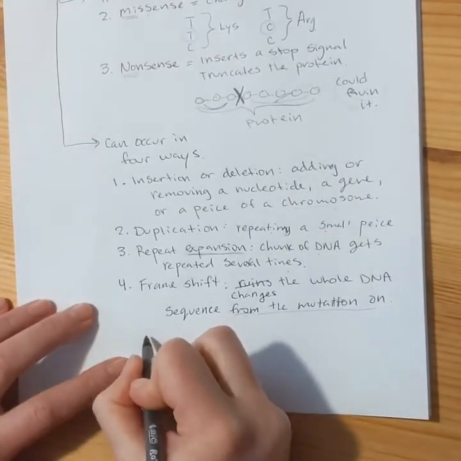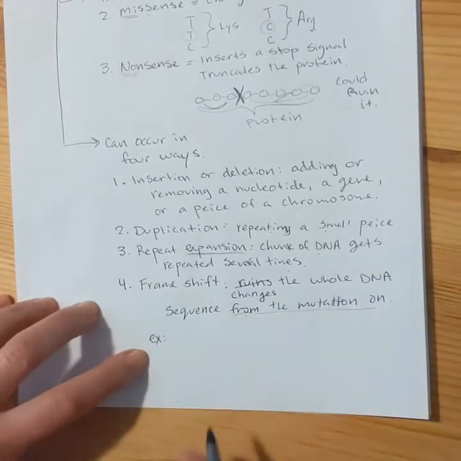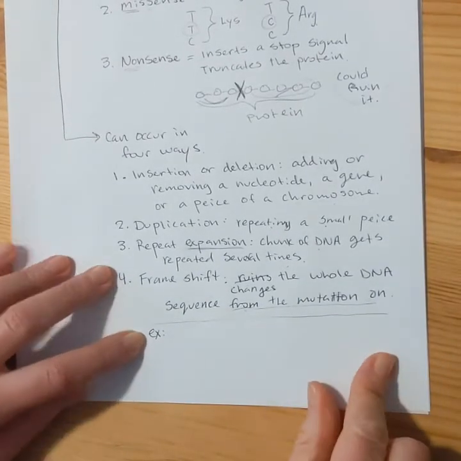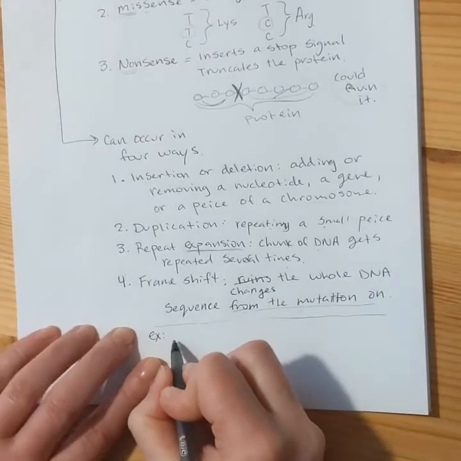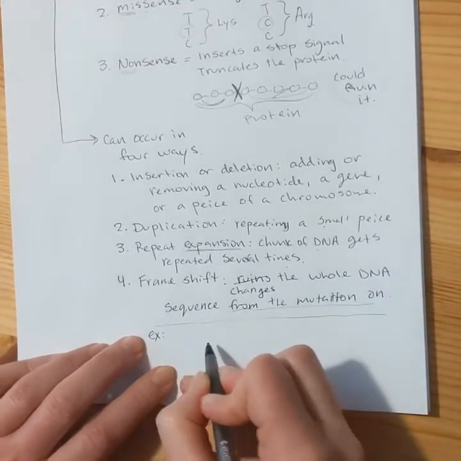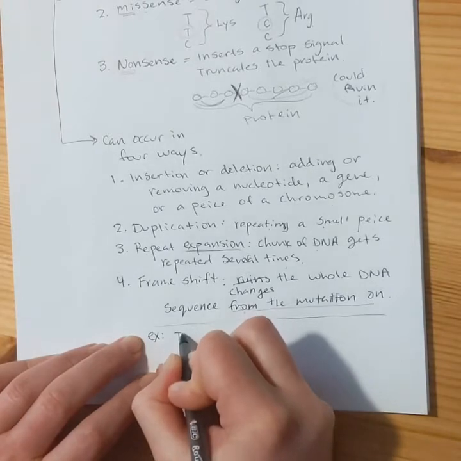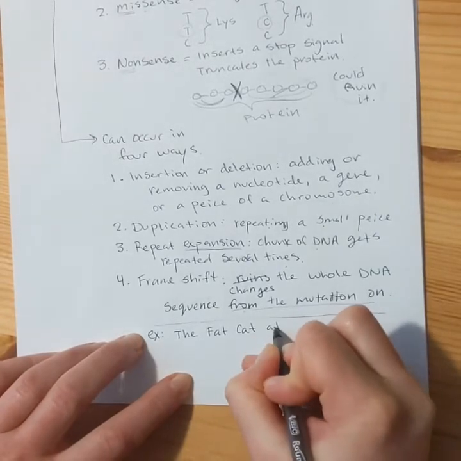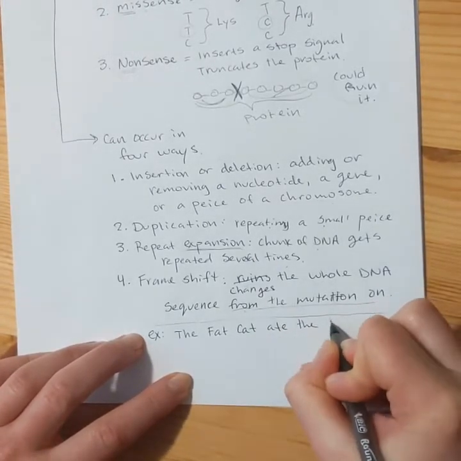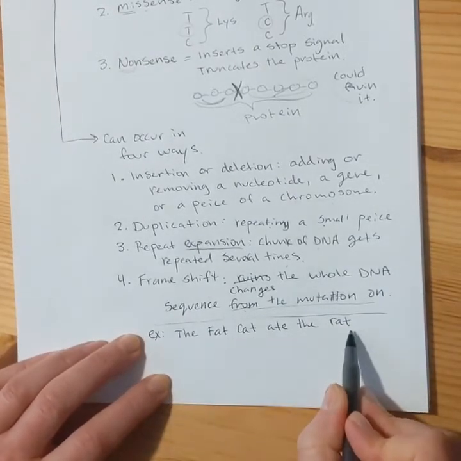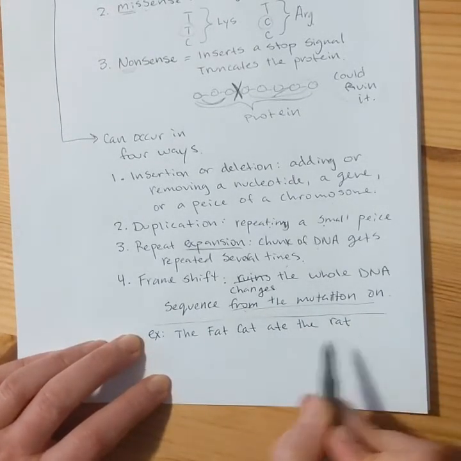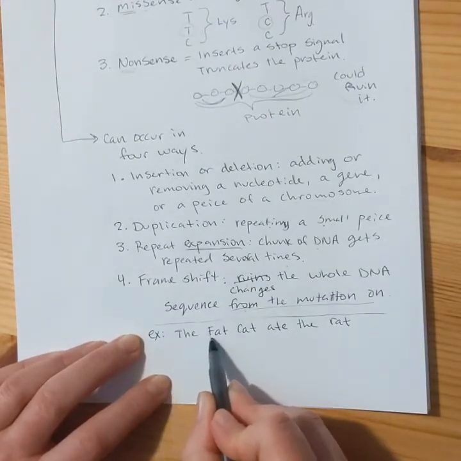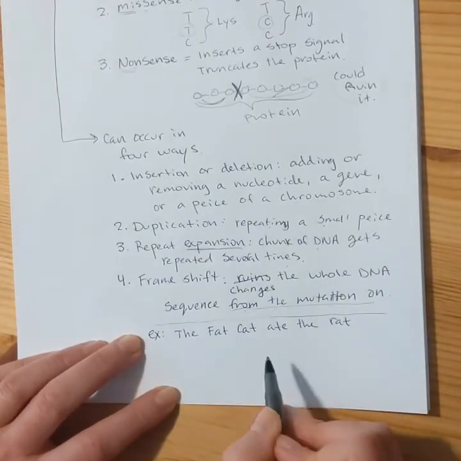So if we pretend that this sentence here is a sequence of DNA and we are going to create a frameshift mutation, this is how it works. So I'm going to make a sentence with 3-letter words. The fat cat ate the rat. Look, it's a sentence. That's great. I'm using 3-letter words because I want to represent codons. So each of these codons would code for 1 amino acid.